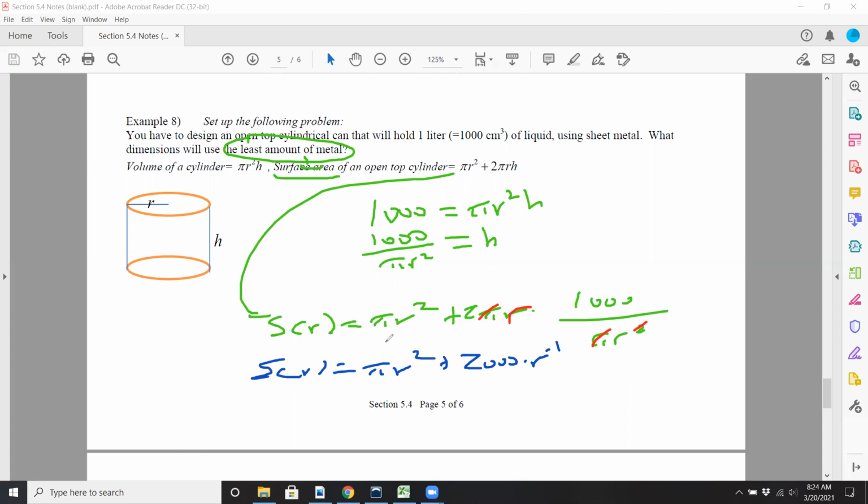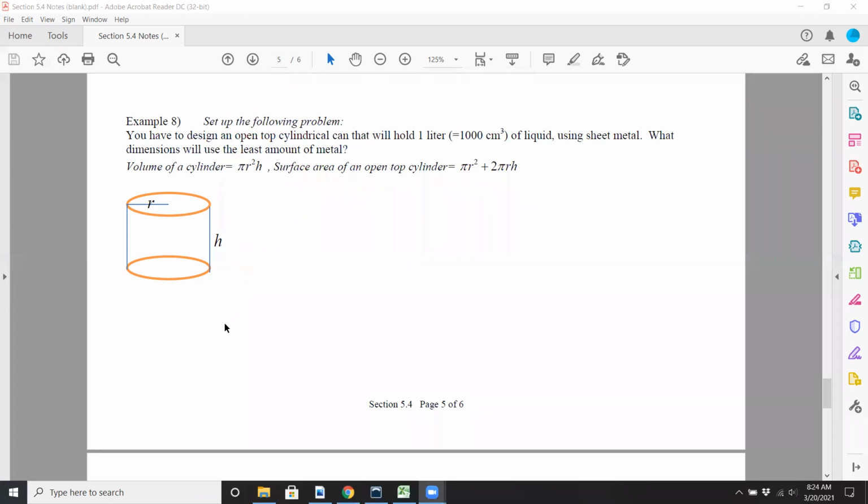Then again, you take your derivative, set it equal to 0, do the first derivative test, and then check the concavity, and you'll be able to verify that your critical point for r, when the derivative of the surface area equals 0, will be the dimensions you want for the least amount of metal. The unit will be centimeters for that.